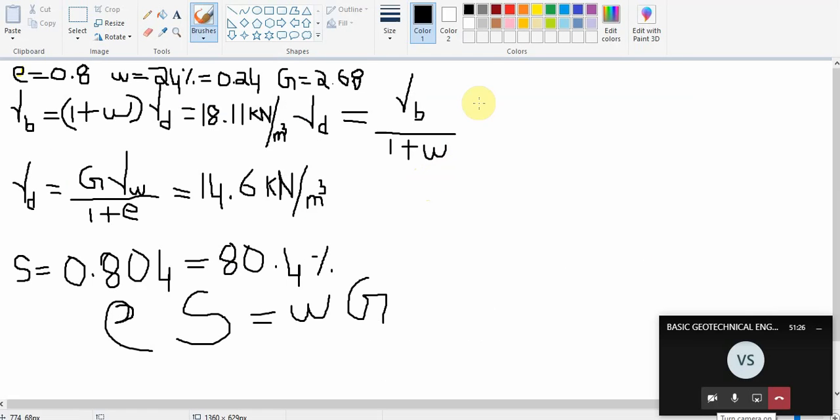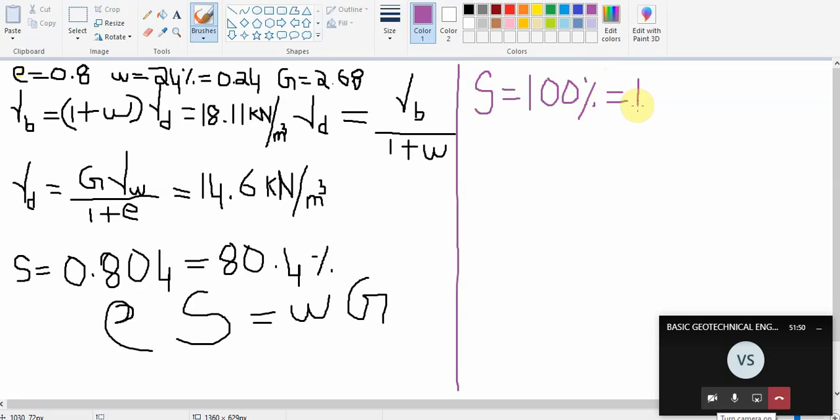Now, in my second part, I have completely saturated the soil. So degree of saturation is 100%, or it is equal to 1. So when degree of saturation is equal to 1, he is asking what is the water content and what is the unit weight, that is bulk unit weight. So first I'll find water content.